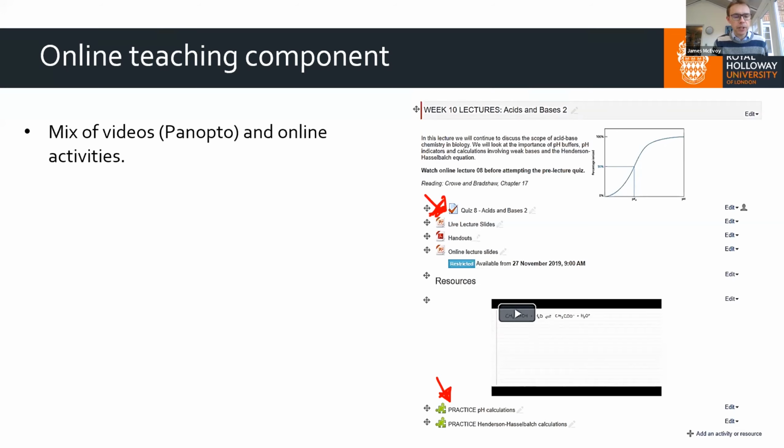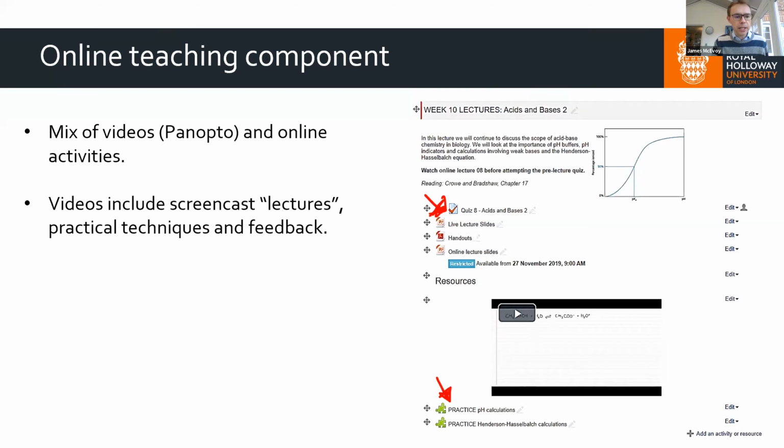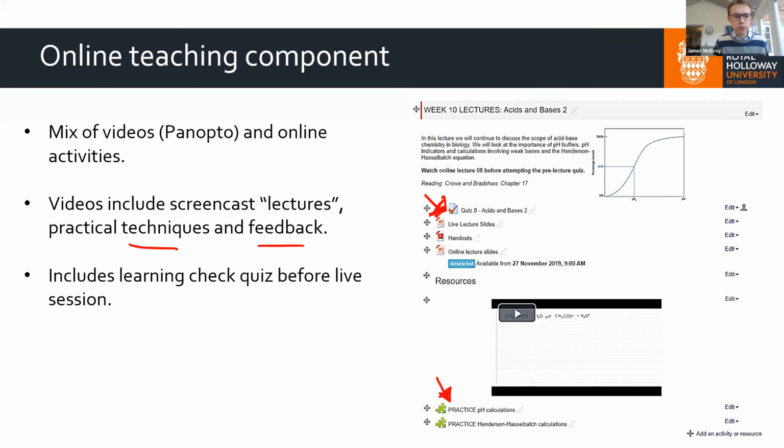So that's a mix of videos. We use Panopto for our videos and various other activities. I'm also using those videos for practical techniques, so filming in the lab and also giving feedback on their practical sessions. And then we've got that learning check before they walk into the lecture theatre.